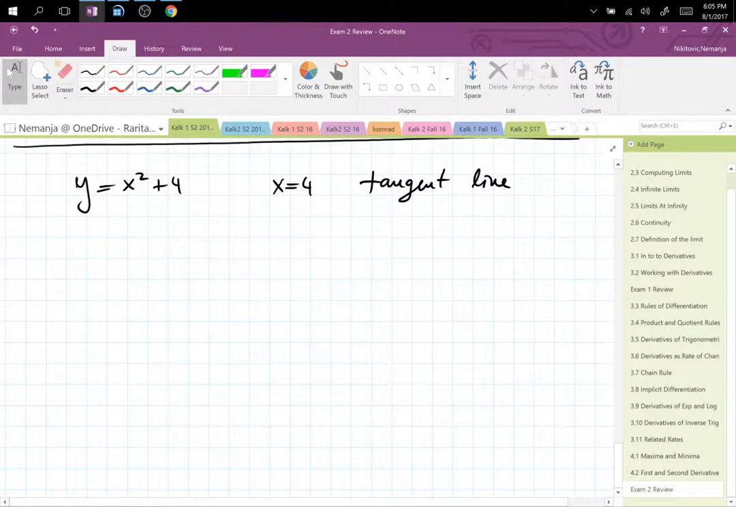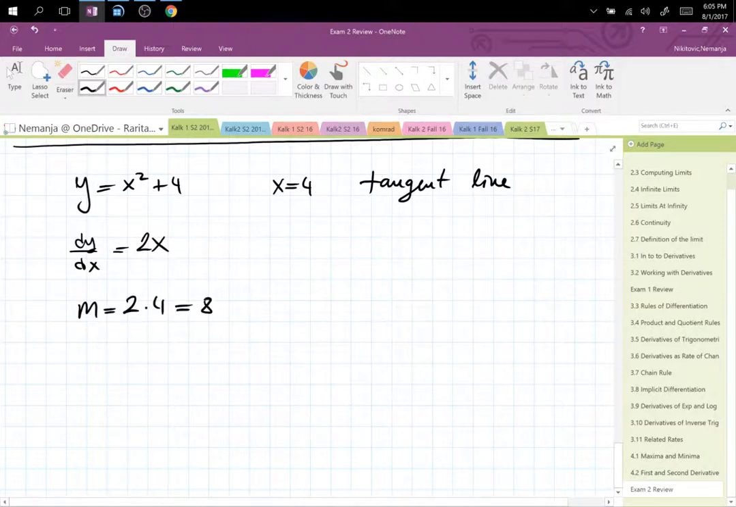All right, tangent line. What's the procedure? First thing to do is take the derivative. Very good. So dy/dx is equal to 2x. So now when we plug in x equals 4, then m equals 8. So x equals 4. How much is y? Plug in 4, so you get 16 plus 4. So we have that m is equal to 8, and the point is (4, 20).